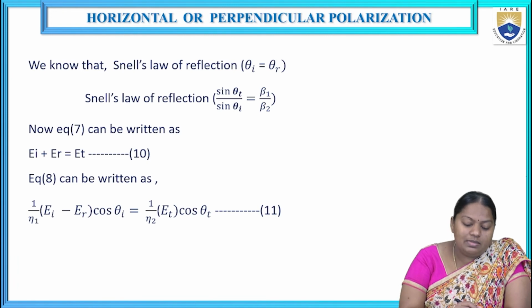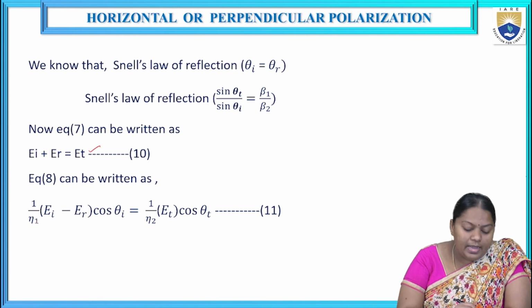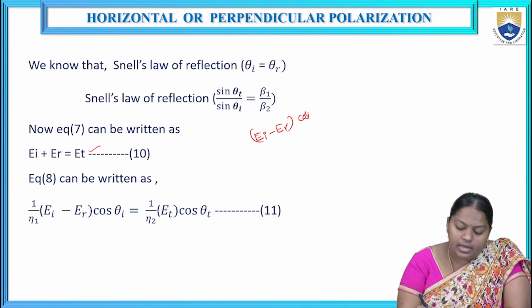So now from equation number 7, at z equal to 0, if you substitute, then E_i plus E_r is equal to E_t, and from this one, 1/eta_1 (E_i minus E_r) cos theta_i equals 1/eta_2 E_t cos theta_t. Okay. Now separate E_i and E_r terms and E_t terms respectively. Then from equation number 11, if we write the equation for E_t only, then (E_i minus E_r) cos theta_i by eta_1 equals cos theta_t by eta_2 into E_t is left out.